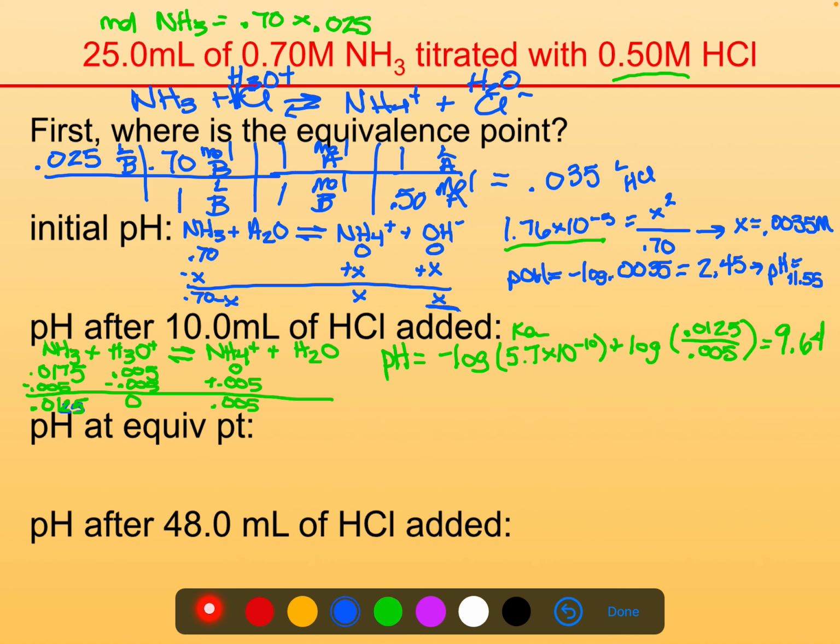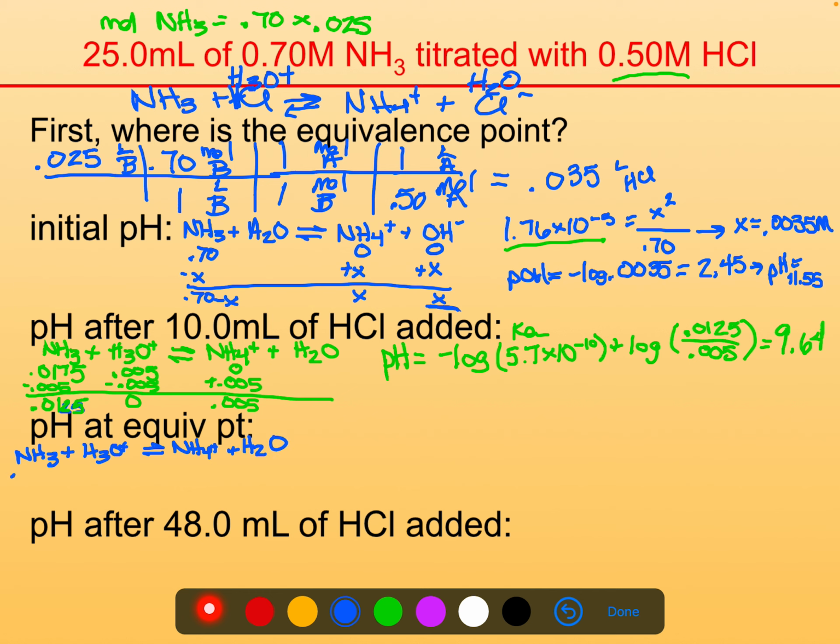The trickiest part is finding the pH at the equivalence point, and here's where I may need to make some extra space. So remember, at the equivalence point, moles of acid equals moles of base. So we should end up with only conjugate acid. So our first reaction is the ammonia and the hydrochloric acid producing ammonium and water.